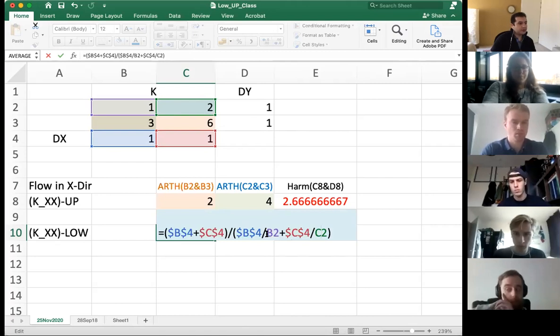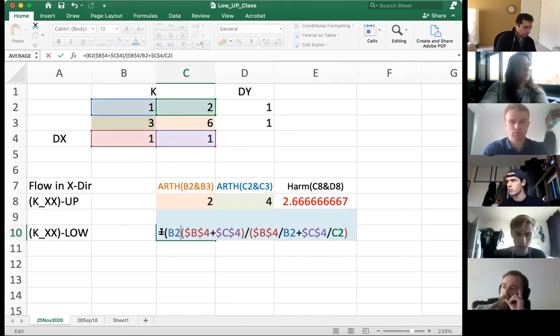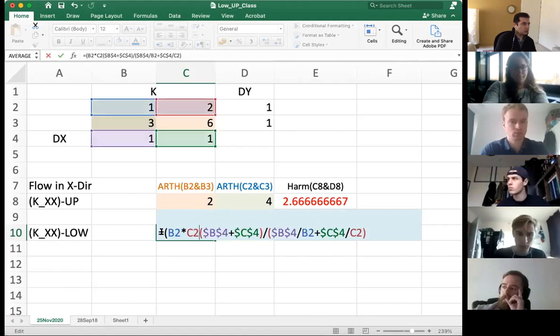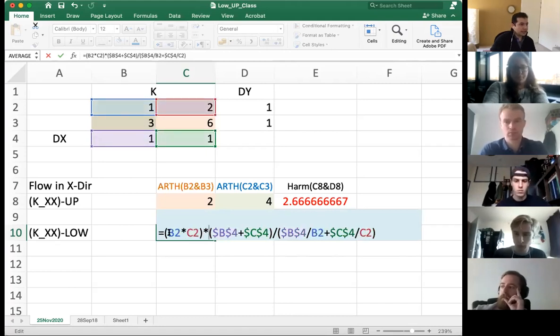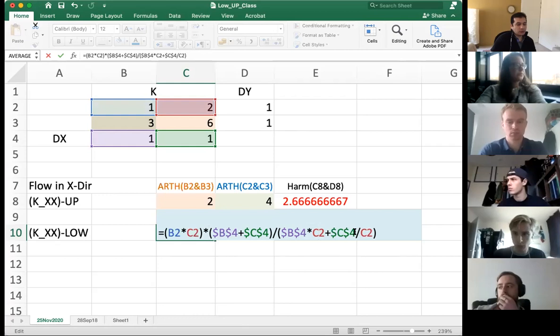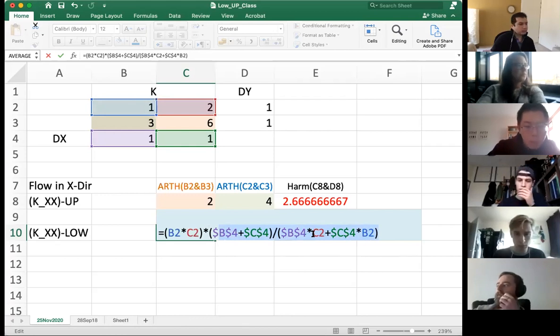Now to make Excel handle the case when B2 or C2 is zero, I am going to again multiply the entire system by B2 times C2. The numerator will stay like that. In the denominator, B2 times C2 divided by B2 will give C2, and B2 times C2 divided by C2 will be B2. That would be my harmonic average. So this is going to be a harmonic averaging between C2 and B2 with the lengths of B4 and C4.